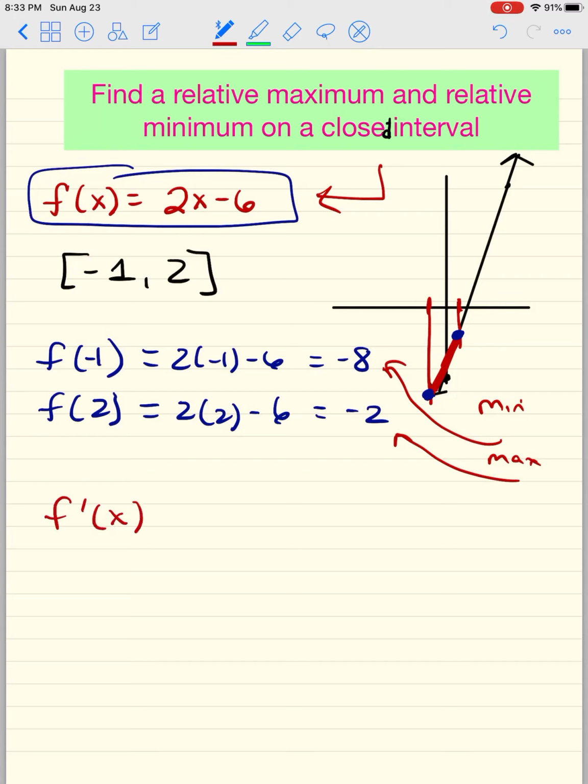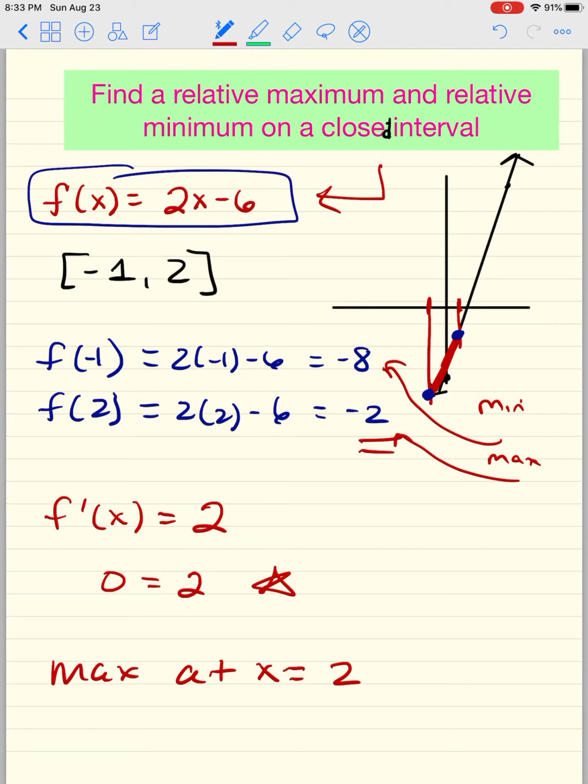Now, you have to take the derivative and do all the rules that we did in our last video. So f prime of x is equal to 2. We got to set f prime to 0. Well, there's nothing to solve for, so you're basically done. And now you have your maximum. Be sure that you understand that your max is at x equals 2, and your max value is -2. Your minimum is at x equals -1, and your minimum value is -8, okay?